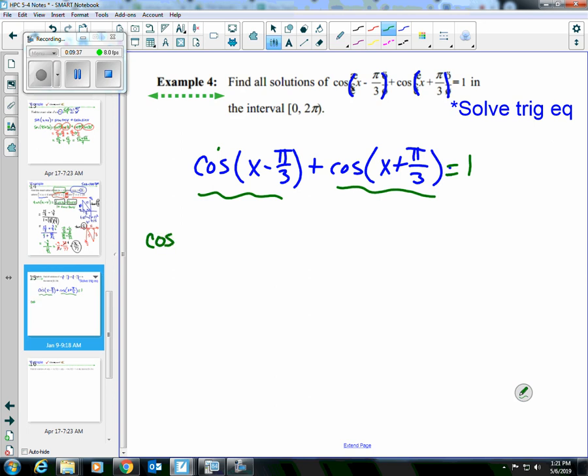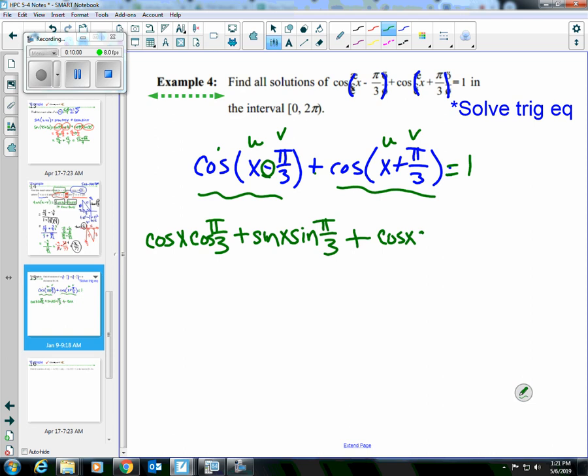Use the sum formula. This is like your u and your v for the first one. So cosine of x times cosine of pi over 3. If it's a minus, remember in the cosine formula, the signs are opposite. So that would be plus sine of x, sine of pi over 3. All right, plus, that's this plus. Now this is the same thing, but it's a plus in the middle, but still a u and a v. So cosine of x, cosine of pi over 3. But now since this is a plus, this will be minus sine of x, sine of pi over 3. And that's supposed to be equal to 1.